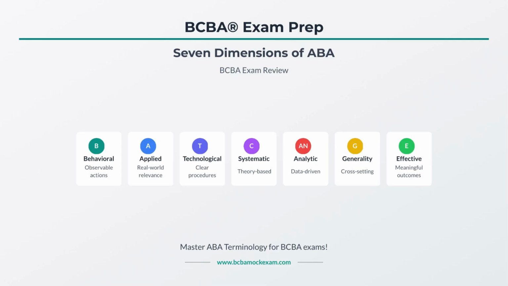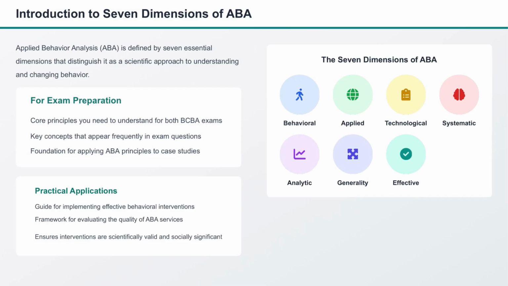Let's dive right in. Applied behavior analysis is defined by 7 essential dimensions. These dimensions distinguish ABA as a scientific and effective approach for understanding and changing behavior. In this session, we'll explore each dimension, discuss why they matter, and how they are foundational for your BCBA exams. We'll also highlight practical applications to make sure you're ready to apply this knowledge in real-life settings. Now, let's take a closer look at what each of these dimensions involves.